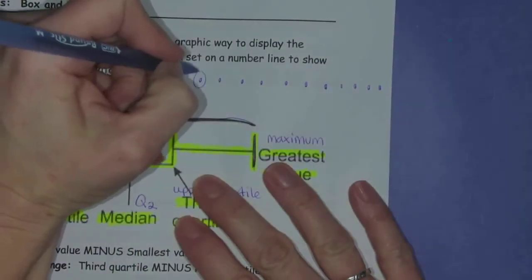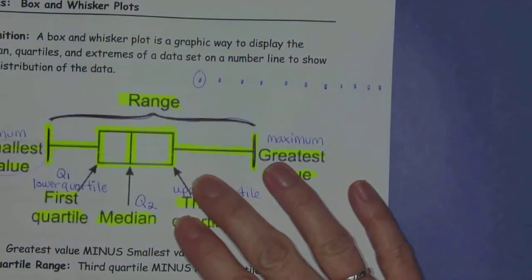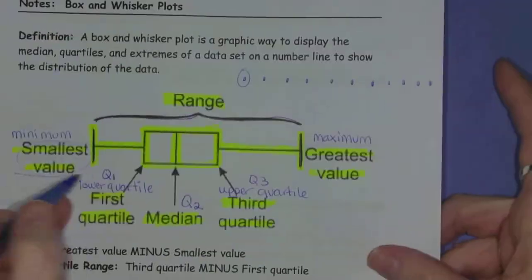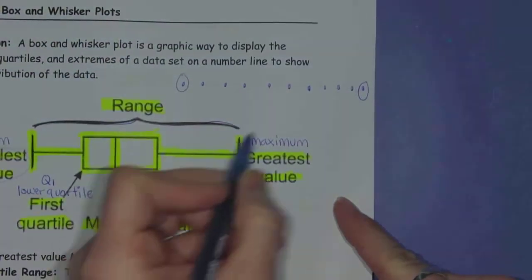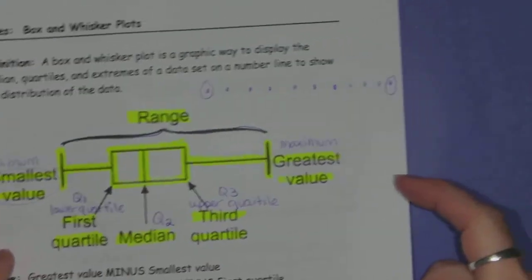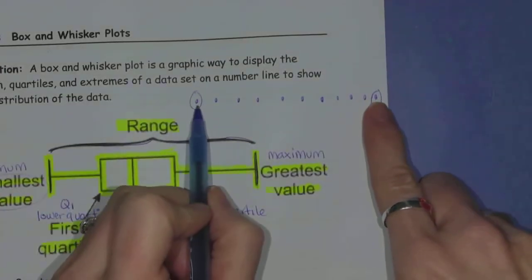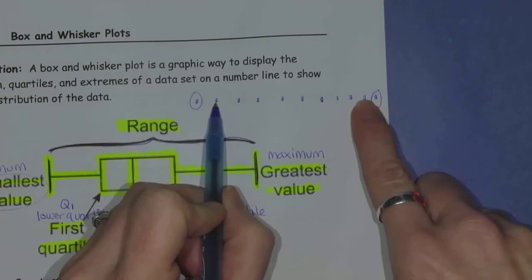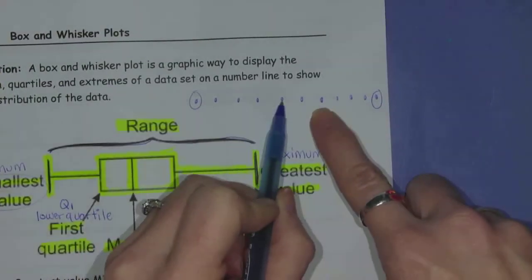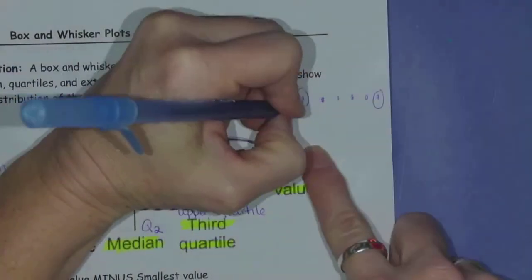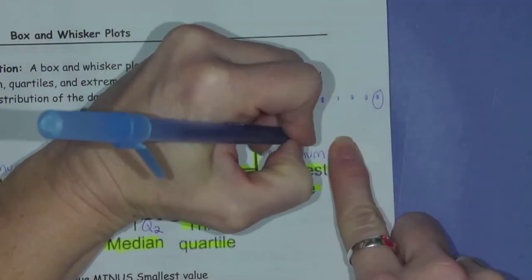Well, here's your smallest value. That's this guy over here. And then here's your biggest value. That's this guy, the greatest value. Your median, let's see, let's count to the middle. We would cross these two out, these two out, these two out, these two out, these two out, and here would be your median.